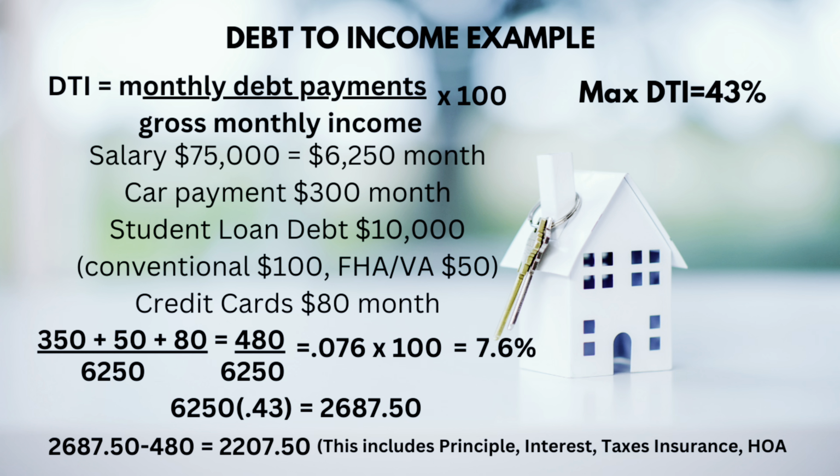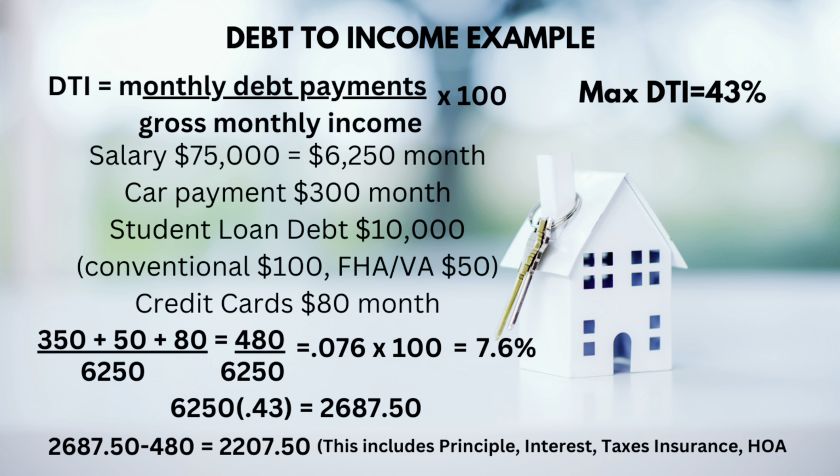And now we're going to add those all together. So when you add $350 plus $50 plus $80, you get $480. So that is our monthly debt payments. Now we need to divide that by our gross monthly income, which we had of $6,250. That will equal 0.076. When we times that by 100, that means that 7.6 is your percentage of debt to income ratio right now, before we put your housing expenses into that.